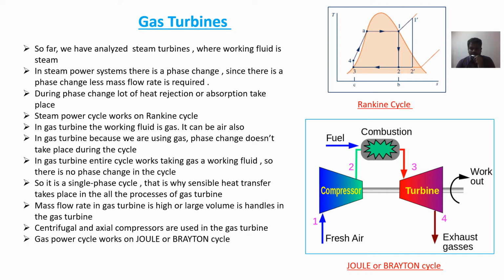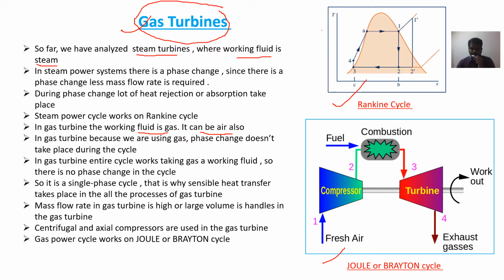Today let us start fifth unit, gas turbines. So far we have discussed about steam turbines where working fluid is steam. But in case of gas turbines, the working fluid is gas or it can be air also. As we know that steam engines work based on Rankine cycle, but gas power cycles work based on Joule or Brayton cycle.